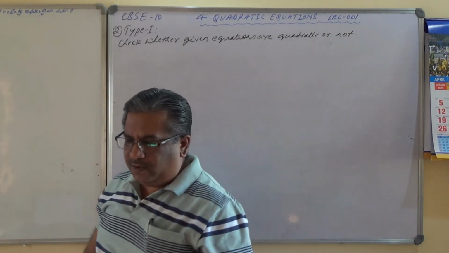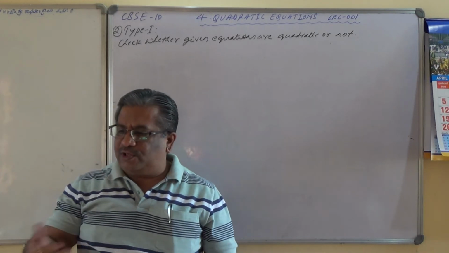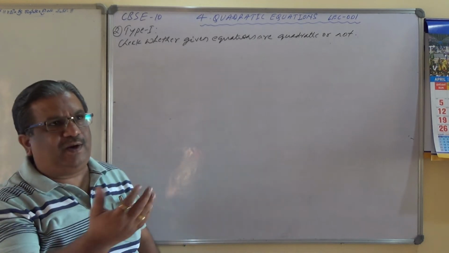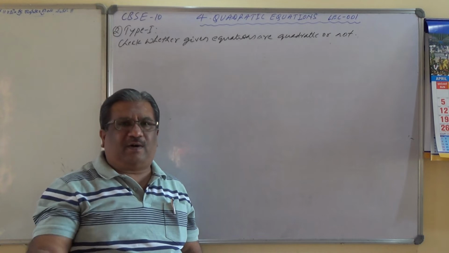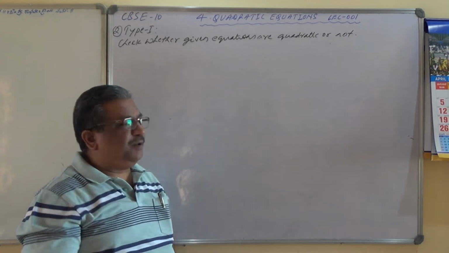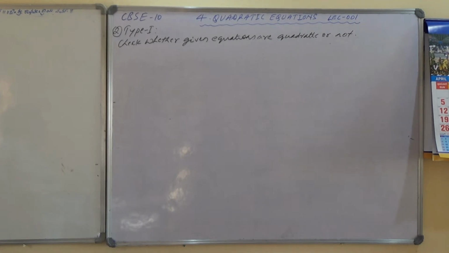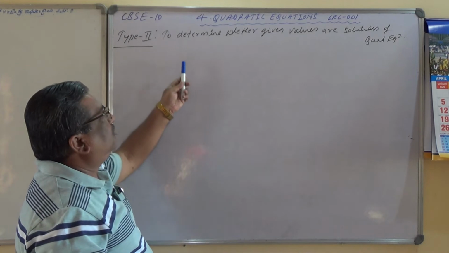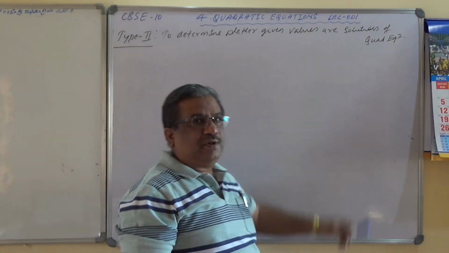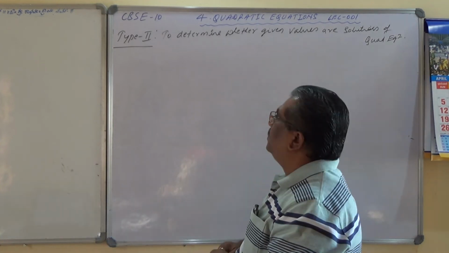What is that type 2? Type 2 says to determine whether the given values are the solutions of the quadratic equations or not. They will give you the value of x, substitute, and if it reduces to 0, it is a solution of the quadratic equation, or not. So we will check that one. Let us start type 2. So let me take from R.D. Sharma the first question.